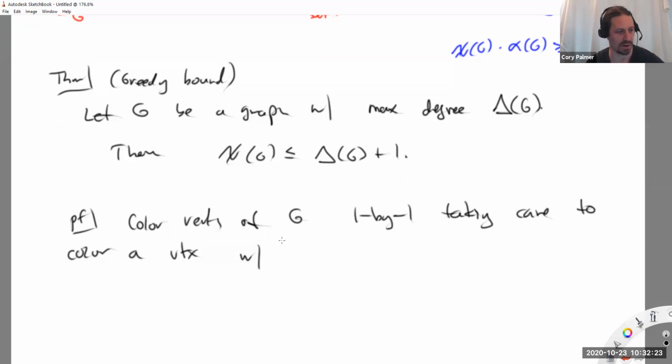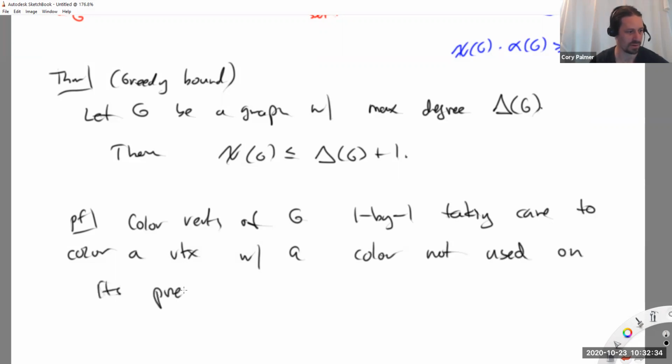Taking care to color a vertex with a color not used on its previously colored neighbors.